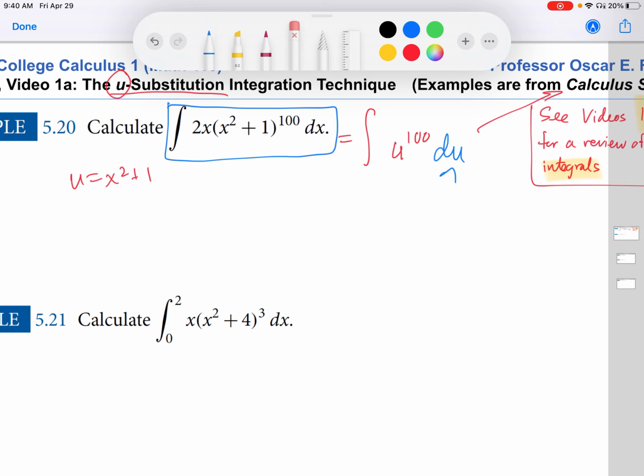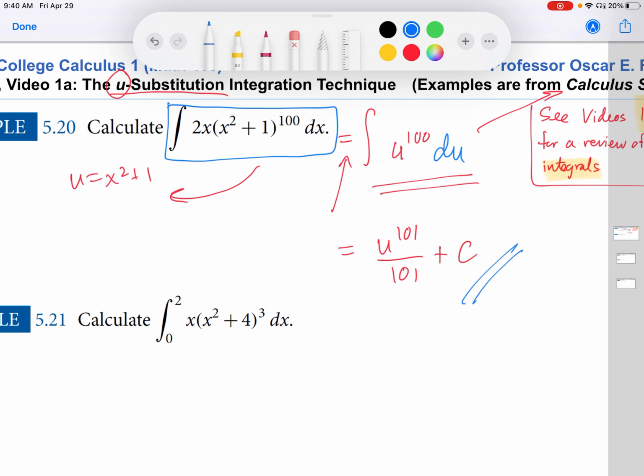We have now, via our substitution over here, re-expressed the integral as this. And this is really just u to the 100. We know how to integrate that. That's the integral version of the power rule. We add 1 to the exponent, divide by the result, and it's an indefinite integral, so we add plus c. Okay, many people think, okay, I'm done. The answer is u to the 101 divided by 101 plus c.